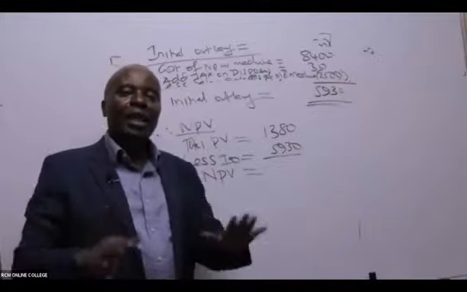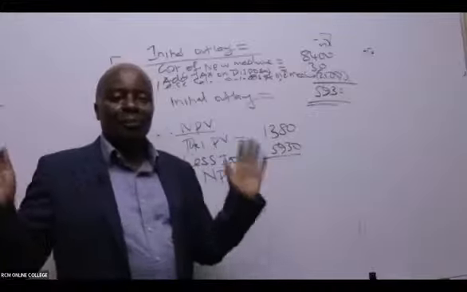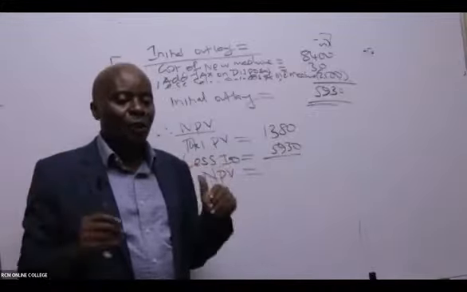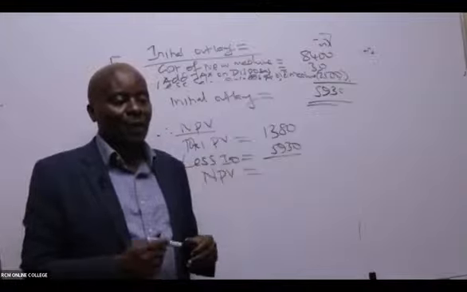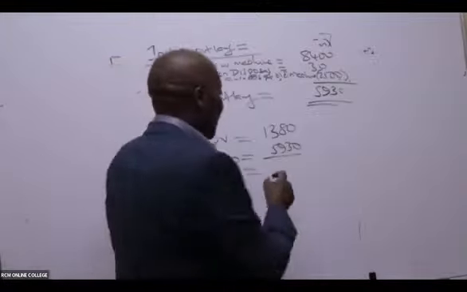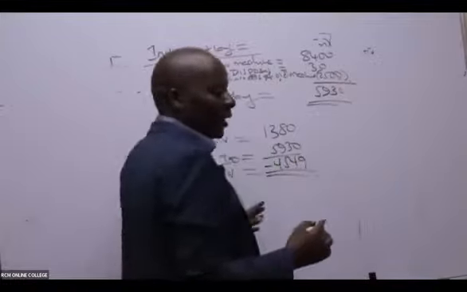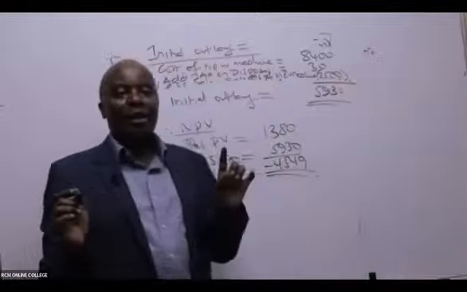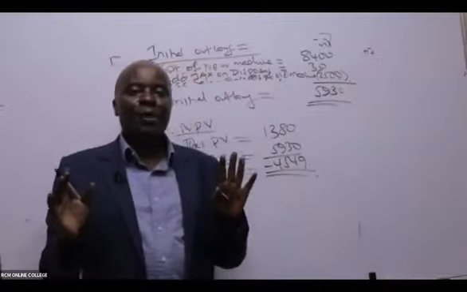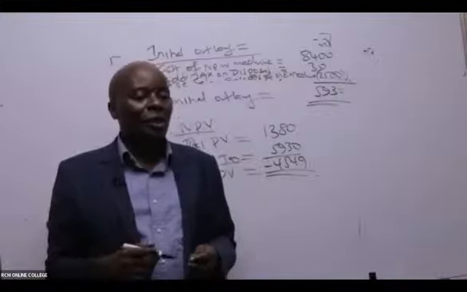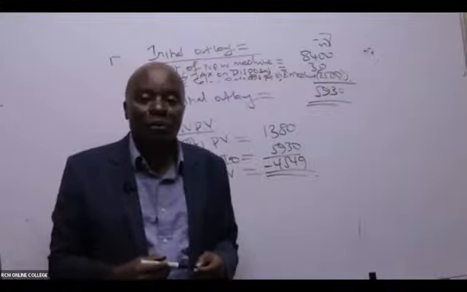So in that case, don't buy the new machine. Don't replace. That's an exercise in futility because you're going to lose. Negative 45, 49 like that. And that is it. The investment in a new machine is not viable.